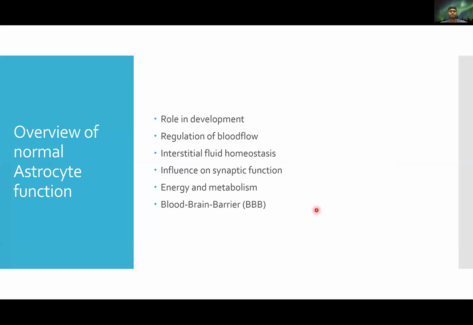So now we move into the next section. Well, same section, but instead of just going over the general aspects of astrocytes, we're going to go over more of the nitty-gritty of normal astrocyte function, talking about its role in development, its regulation of blood flow, its role in interstitial fluid homeostasis, influence on synaptic function, energy and metabolism, and then finally the blood-brain barrier. And I'll move on to the second portion of the presentation.